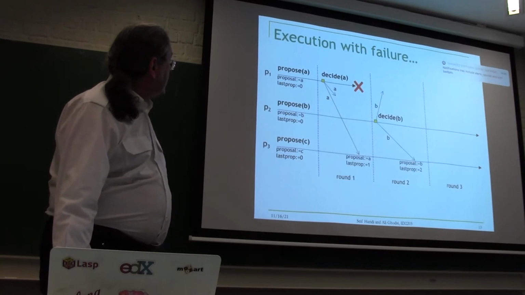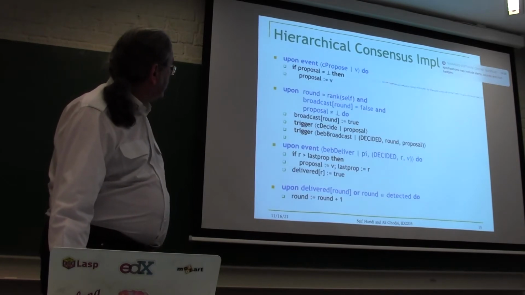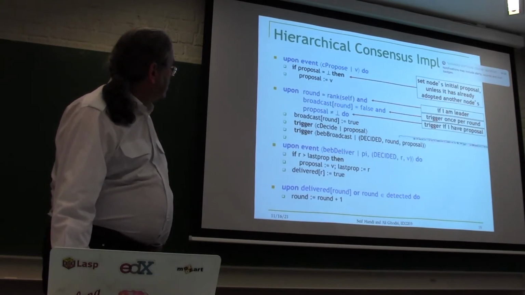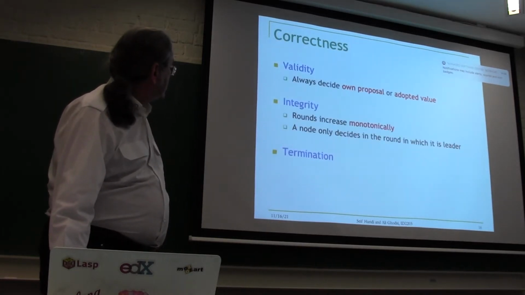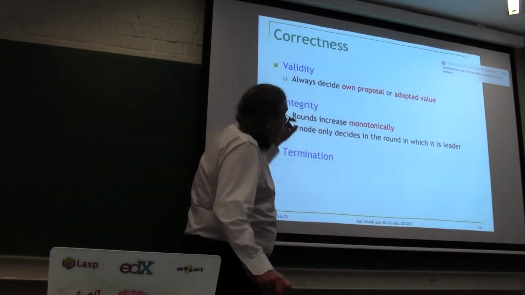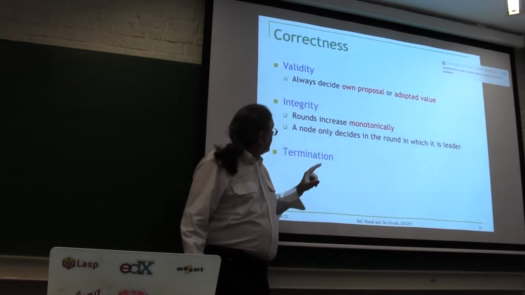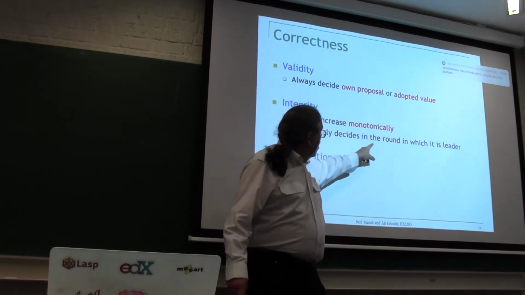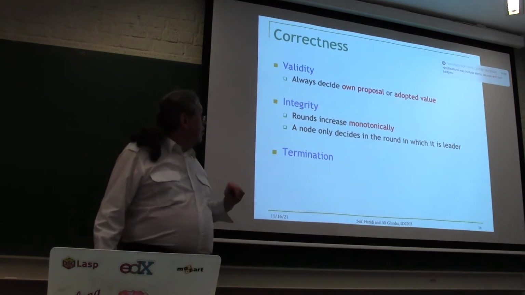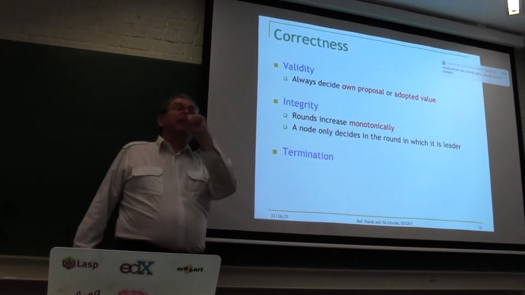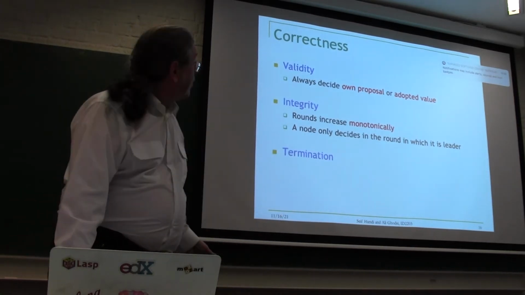Okay? So let me go on. This one is not uniform. We saw the code; I'm not going to go over the code again. I'll explain a little bit of intuition of why it's correct. The rounds will increase. A node decides in the round in which it's leader. So every node gets a chance to decide and to be the leader. And the first one that's correct will be the one whose decision gets taken by everybody, okay?